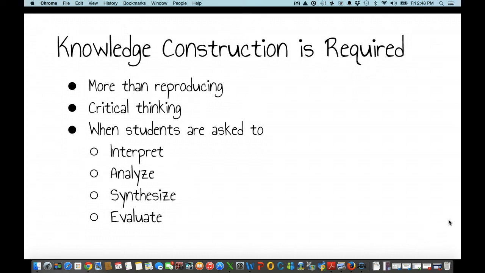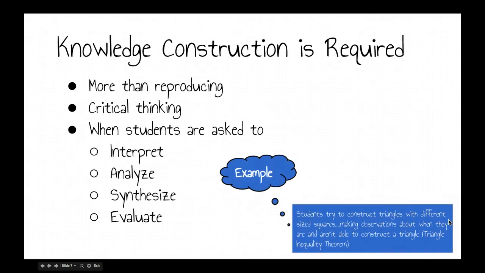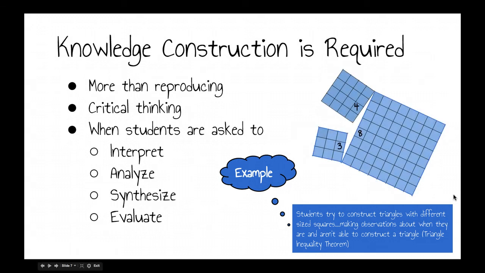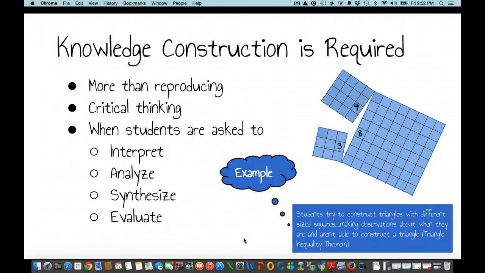So an example of what this could look like in a math classroom could be an exploration activity where students try to construct triangles with different size squares, making observations about when they are and aren't able to construct a triangle. So as the students explore, the teacher may ask students what they notice. What do you notice about the side lengths that do not make a triangle compared to side lengths that do make a triangle?